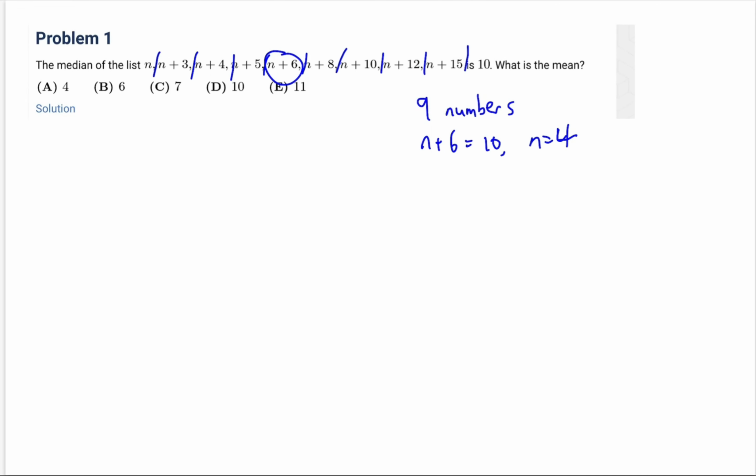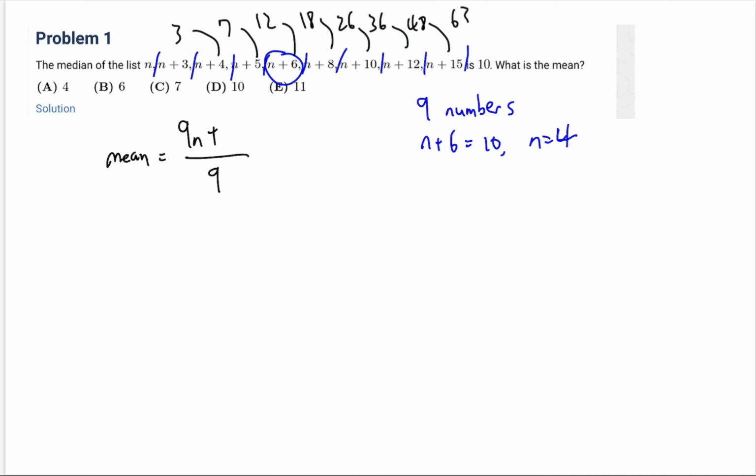So n is 4. If we add them together, the mean is the sum over 9. The sum is 9n plus 3, 7, 12, 18, 26, 36, 48, 63. 63 over 9 equals 7, so the mean is n plus 7, and since n is 4, 4 plus 7 equals 11. So the mean is 11, so the answer is E.